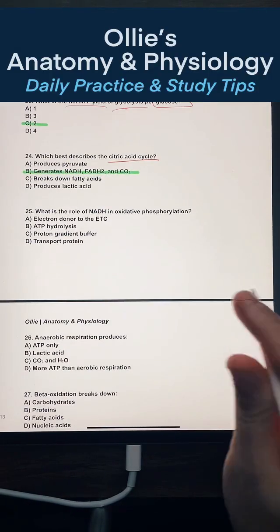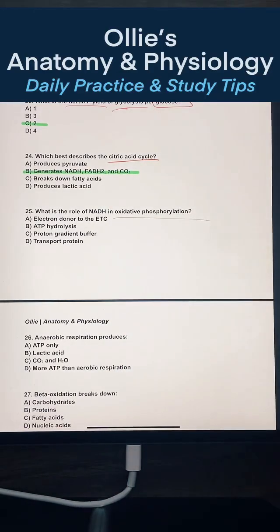Number 25, what is the role of NADH? So again, in oxidative phosphorylation.